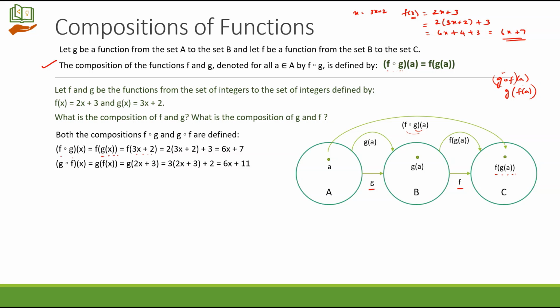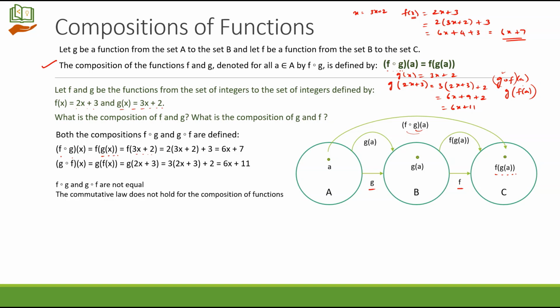What about the composition of g and f? Now we have to apply f of x first. So this will be taken as g of f of x. What is the f of x value? It is 2x plus 3. So g of x will be 3x plus 2. Now instead of x you have to pass 2x plus 3, plus 2. So what is 3 into 2x? It is 6x. 3 into 3 is 9, then 2. So this will give 6x plus 11. Are these two compositions giving the same value? No. The compositions of f and g, and g and f, are not equal.